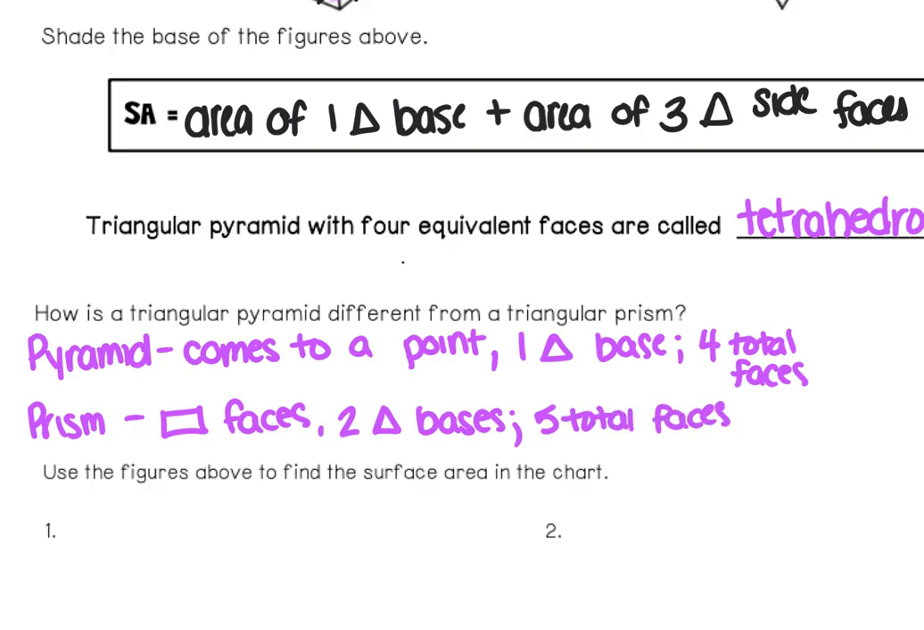Now, somebody asked last period, because it's the most important question of all, do I have to know this for the test? Am I going to ask you this exact question on the summative? Probably not, but do you need to know the difference between a prism and a pyramid for the test? Absolutely. If this comes to a point at the top, this is a pyramid. This does not come to a point at the top, this is a prism. Prisms have 2 bases, pyramids have 1. That will become especially important as you're working through the vocab section of your test.